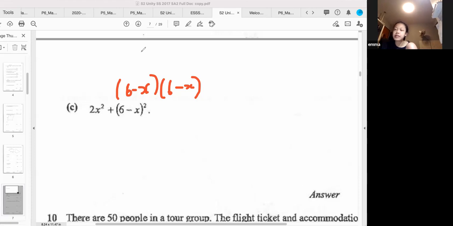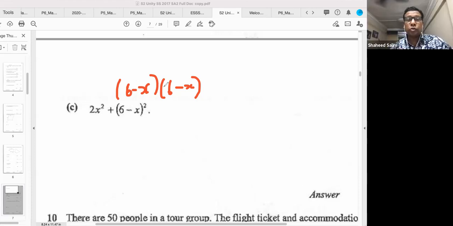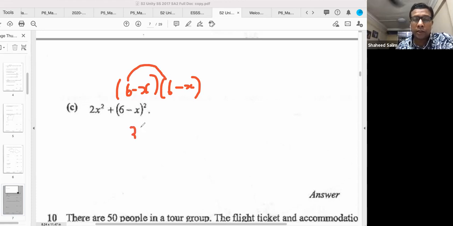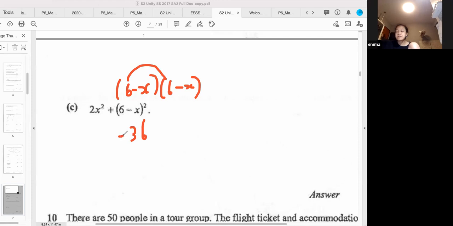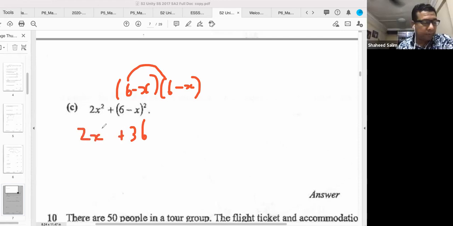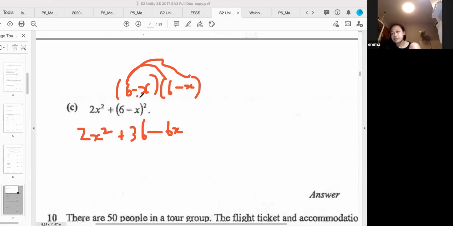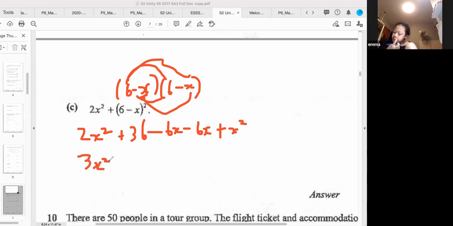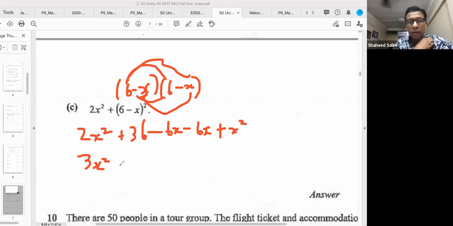X squared plus 36. Okay, is that the answer? So let's try. I do this, I get 36. And then I just write the 2x squared here. Then I times the next one, minus 6x, times this one, minus 6x. And minus x times minus x, I get plus x squared. So you get 3x squared plus 36.